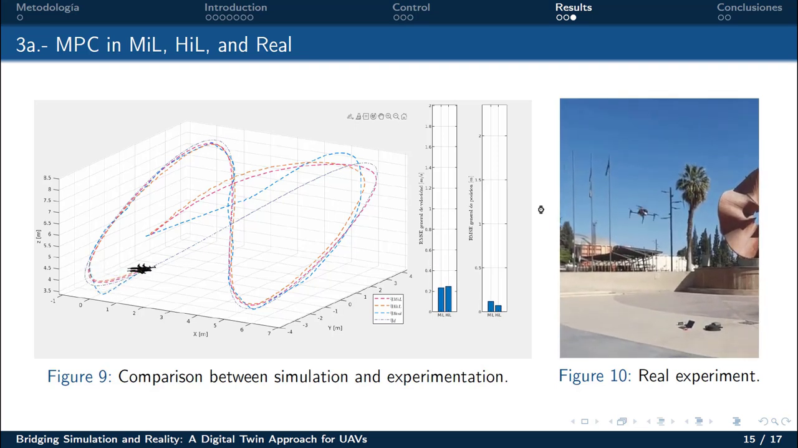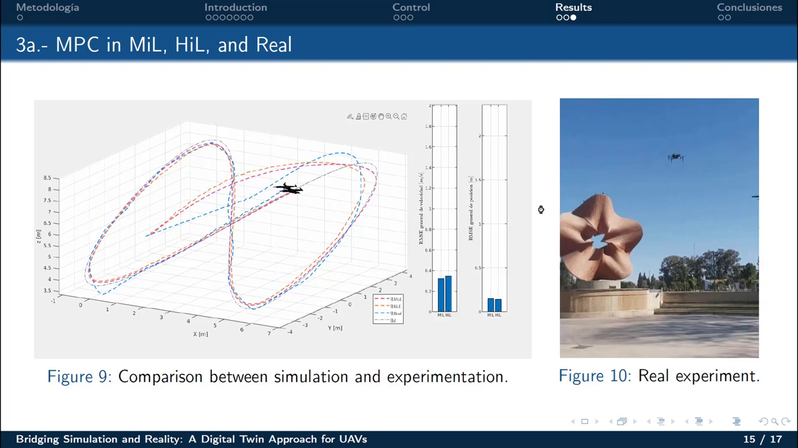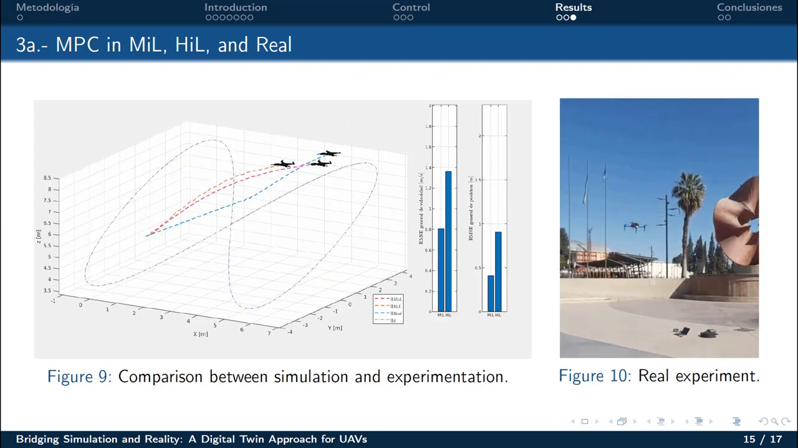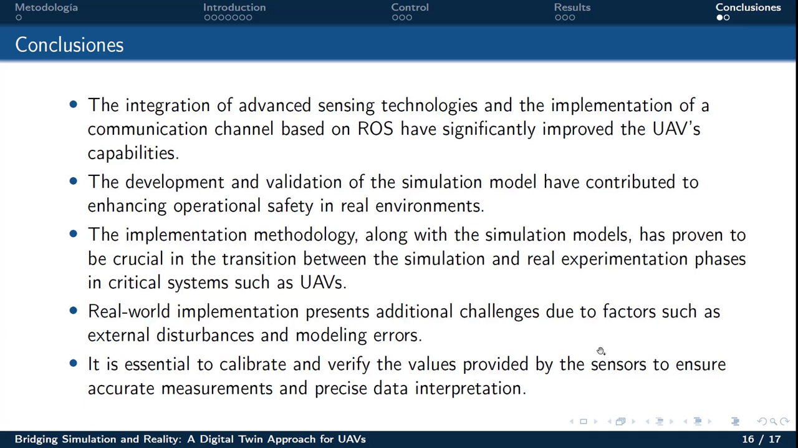In conclusion, this work demonstrates that digital twins, combined with advanced sensing technologies and a ROS-based communication channel, are effective tools for ensuring UAV accuracy and stability. The implemented methodology has facilitated a smooth and reliable transition between simulation and real experimentation, although challenges such as external disturbances remain. Finally, this approach provides a solid foundation for future developments in simulation reality integration, enhancing UAV reliability and safety in real-world applications.